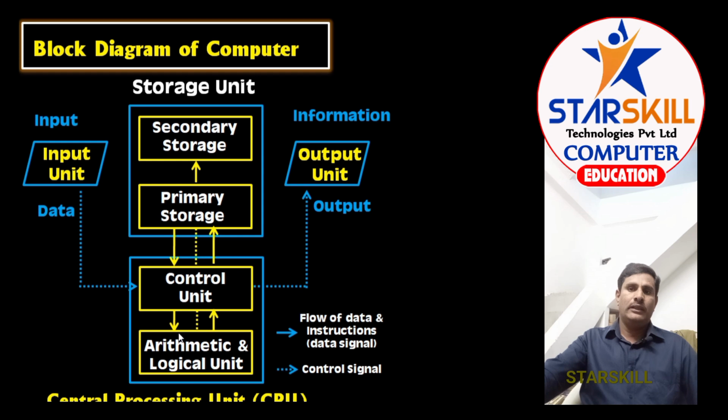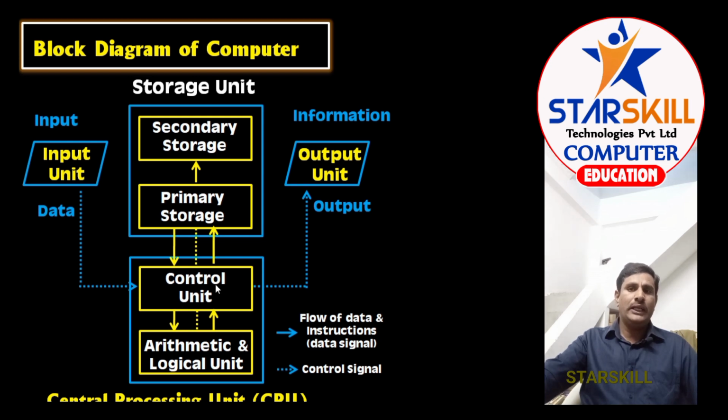Here you observe the arrow: first it sends the information to the ALU. These are the control signals, meaning the information is sent to the ALU and received back. You observe both things, receiving and sending. With the help of this arrow, this is the receiving signal and this is the sending. So after processing, it is sent back to the control unit.